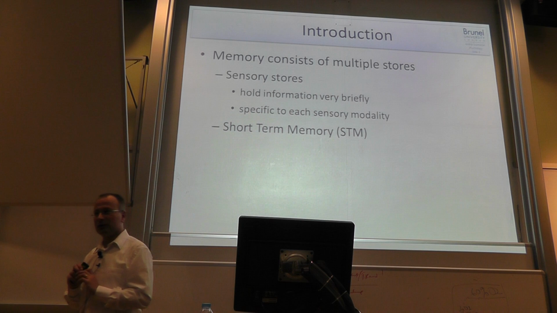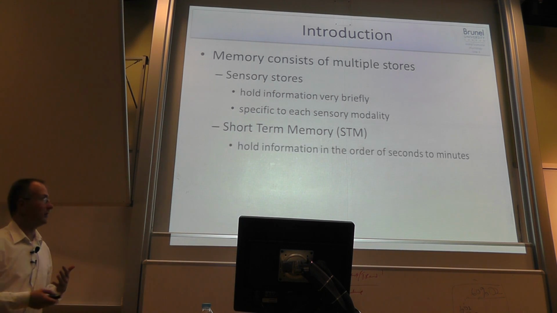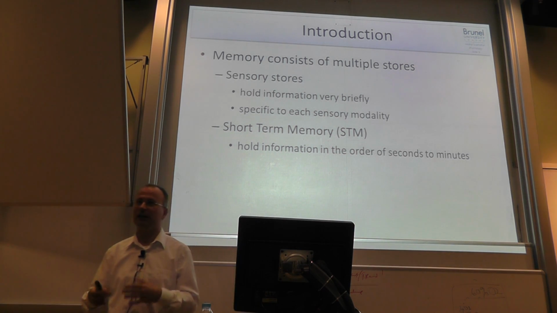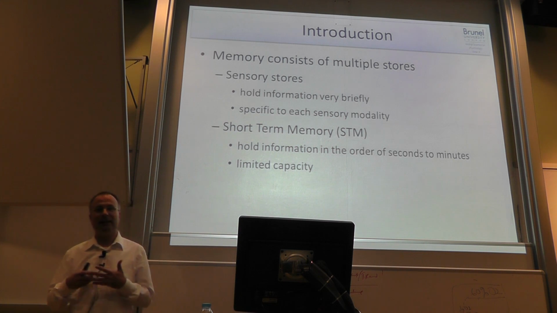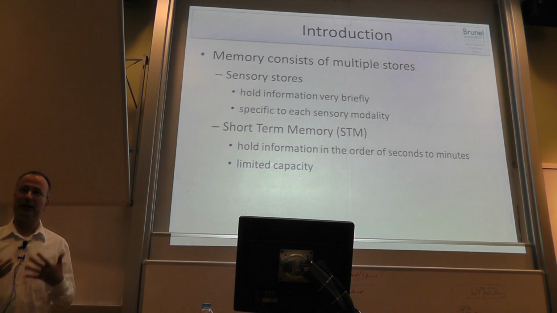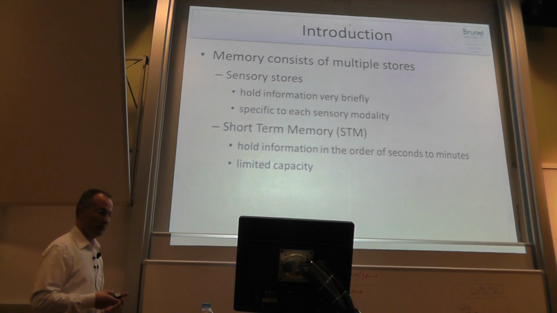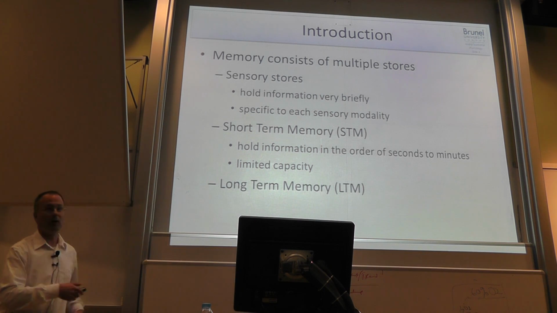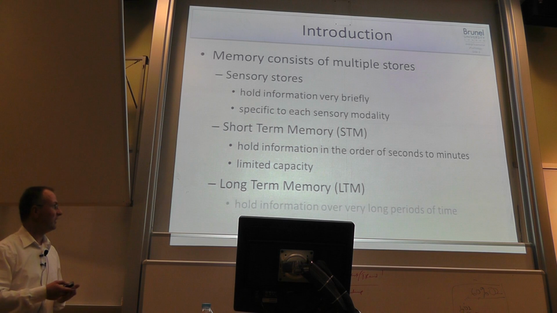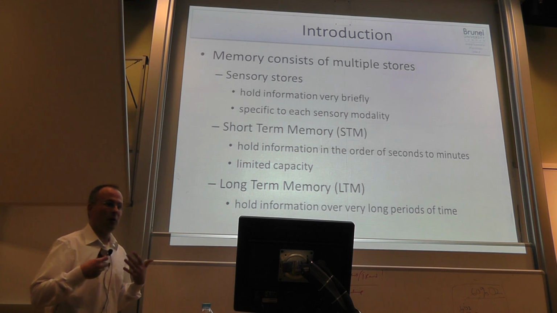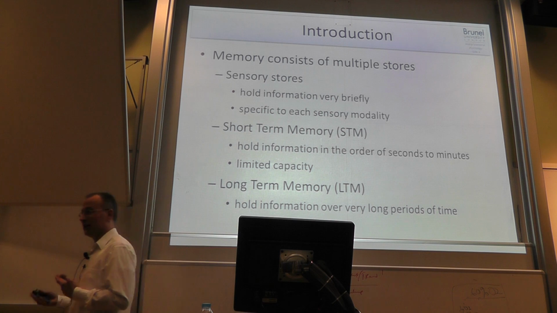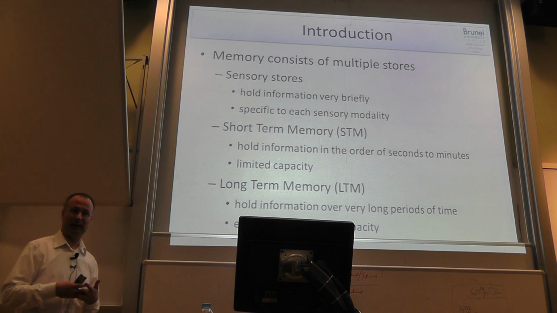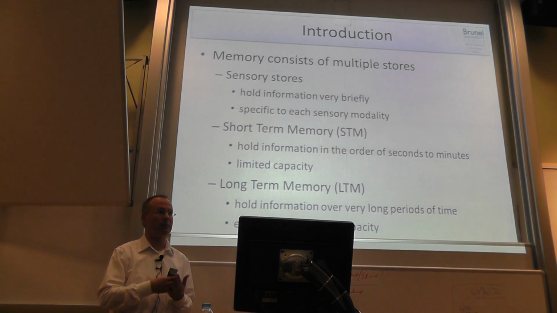We talk about short-term memory, which is a little bit longer. This holds information in the order of seconds or minutes, depending on the theory you're looking at, and it has a limited capacity. So we cannot store unlimited information in short-term memory. And finally, and that will be the topic of next week, we have long-term memory. Here we can hold information over very long periods of time, and the assumption is that its capacity is basically unlimited, so that we can store as much information as possible.